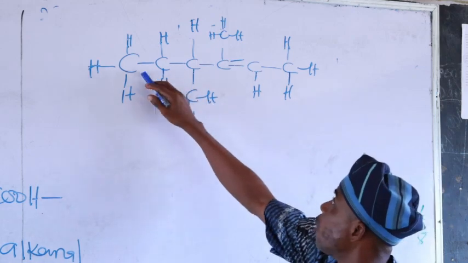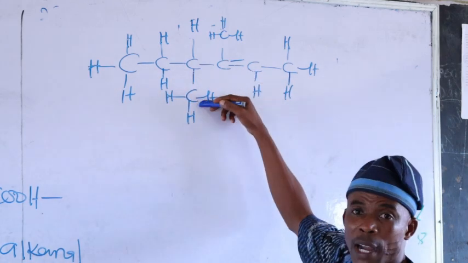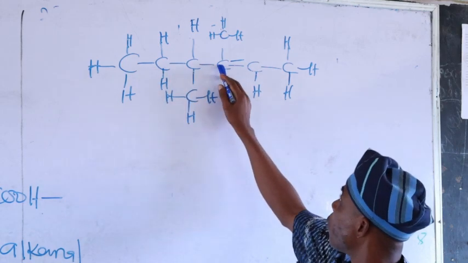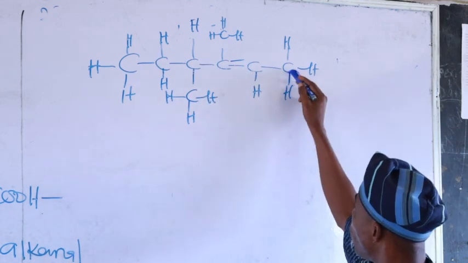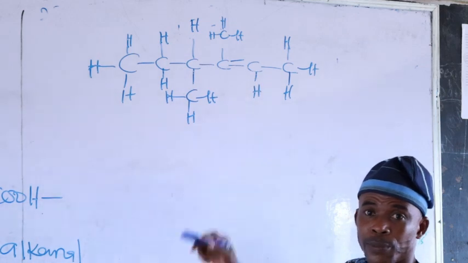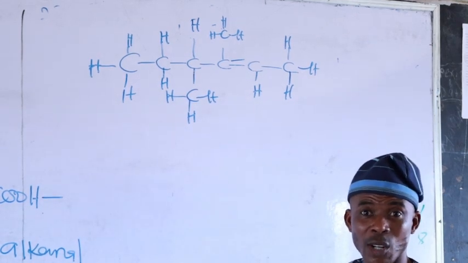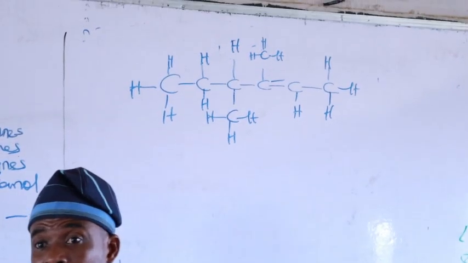So is it that we count 1, 2, 3, 4, 5, 6, or 1, 2, 3, 4, 5, or 1, 2, 3, 4? In each of the counting, the double bond is inclusive. Now, which one is the longest from the counting? 6.